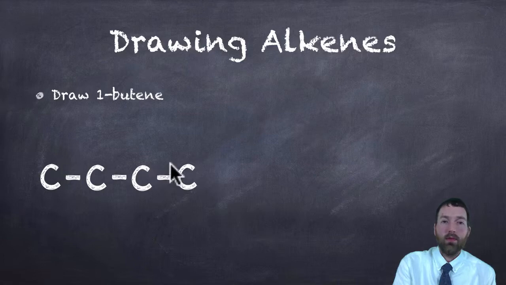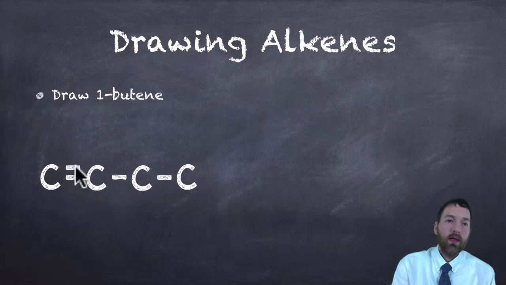It's up to you which way you want to draw this. You can number from left to right or right to left. It does not matter. It's completely up to you. I will number from left to right, so I'll consider this my first carbon, so I'll put the double bond here. And then the last step is to fill in all of your hydrogens and make sure everybody's happy.